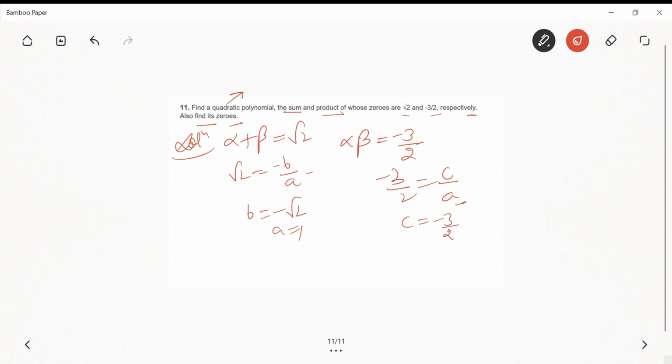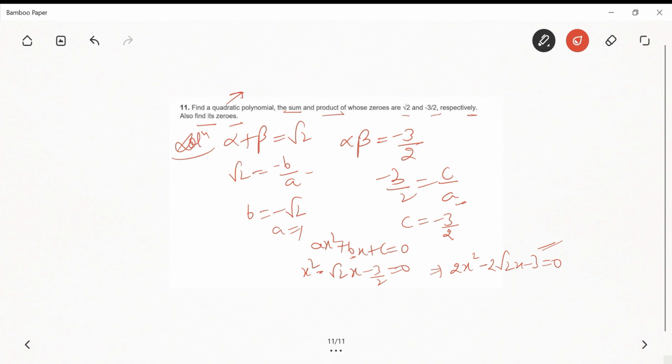Now we will form the quadratic equation. So that should be equal to ax square plus bx plus c is equal to 0. The value of a is 1. So as it is, the value of b is minus root 2, so minus root 2x, and the value of c is minus 3 by 2. Now take the LCM. So you will get 2x square minus 2 root 2x minus 3 is equal to 0. This is our required quadratic polynomial.